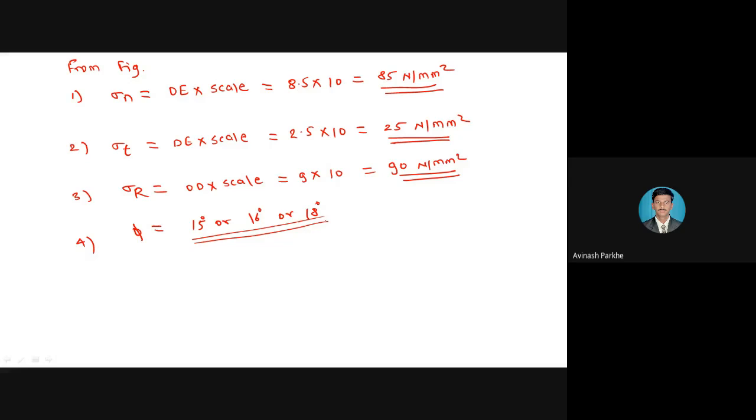15 degrees is also an answer, 18 degree is also there. Sometimes you will get 17 degree also. The average value I would consider, but don't take the average here. Whatever answer you get from your Mohr's circle, that answer you have to represent. But just check why all the answers are different.